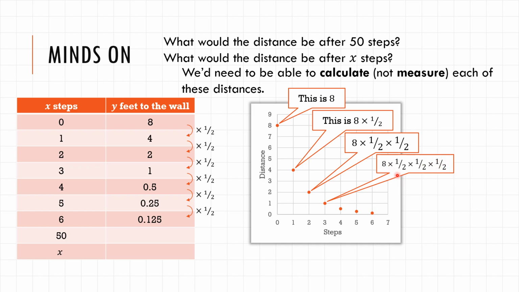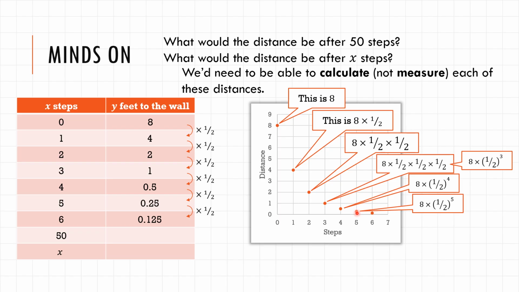So you notice that we are repeatedly multiplying by the same number. And when we do that, another way to express it is we did 8 times a half, 3 times, to the power of 3. Well, following that logic, multiplying it by a half one more time would make this number go up. So over here, we're at 8 times a half to the power of 4, 8 times a half to the power of 5, 8 times a half to the power of 6.